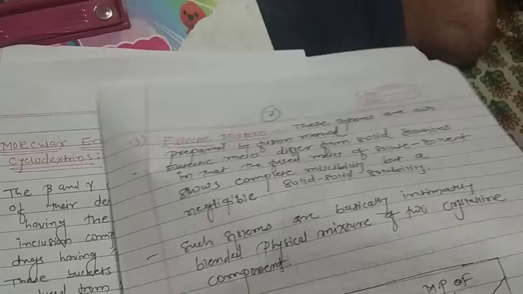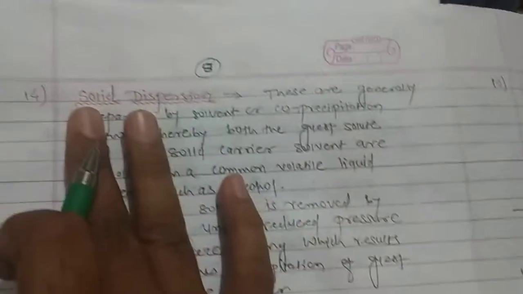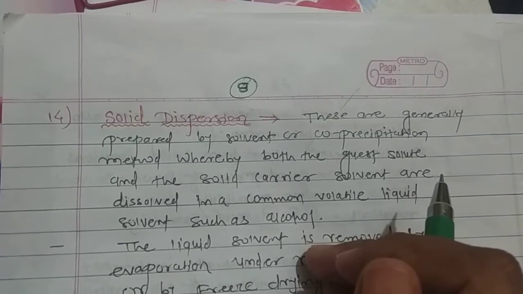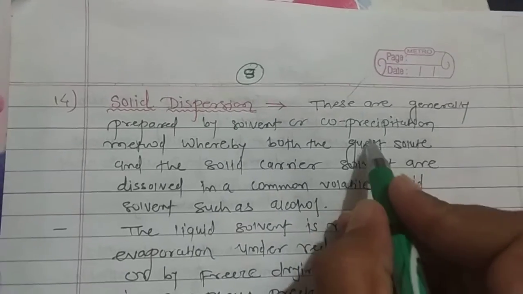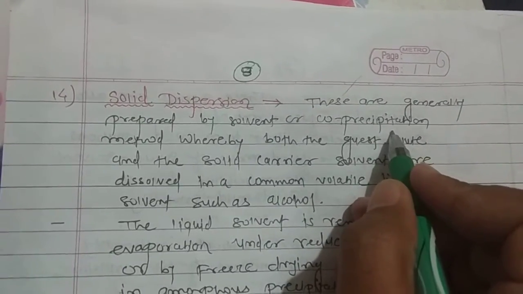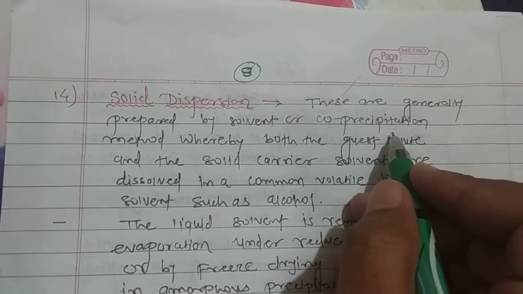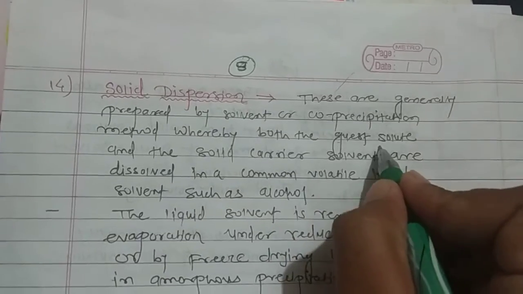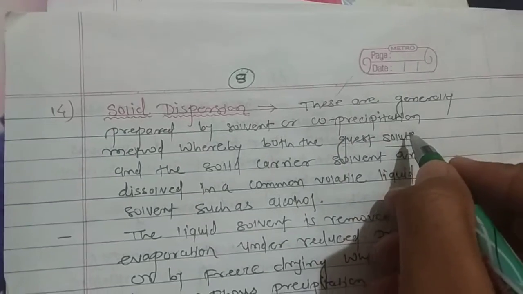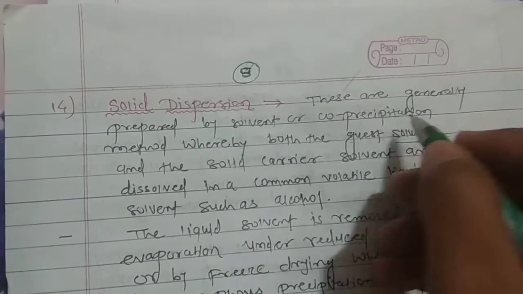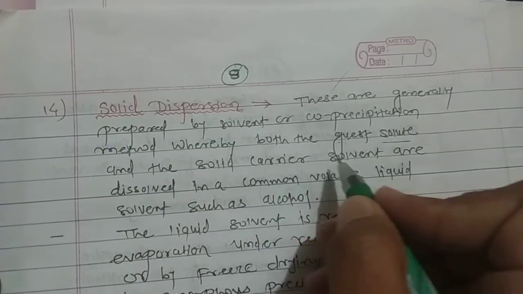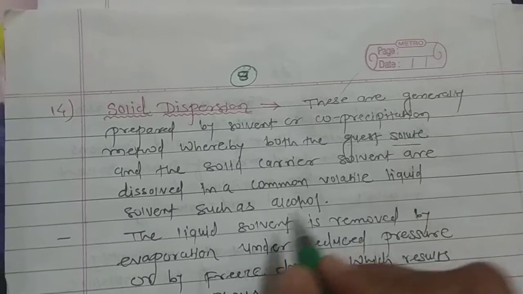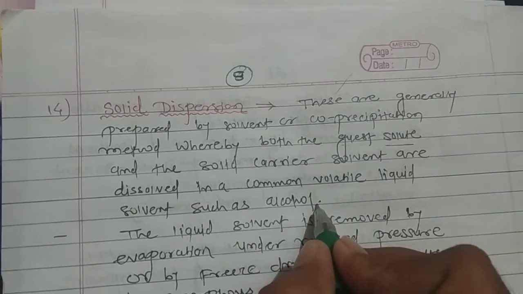So our next method is solid dispersion methods. These are generally prepared by a solvent or a co-precipitation method. या तो एक solvent या co-precipitation method से भी बना सकते हैं. Whereby both the guest solute, meaning a drug solid substance, and the solid carrier solvent are dissolved in a common volatile liquid solvent such as alcohol.